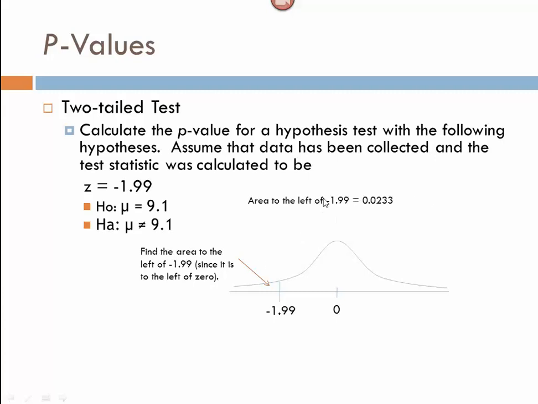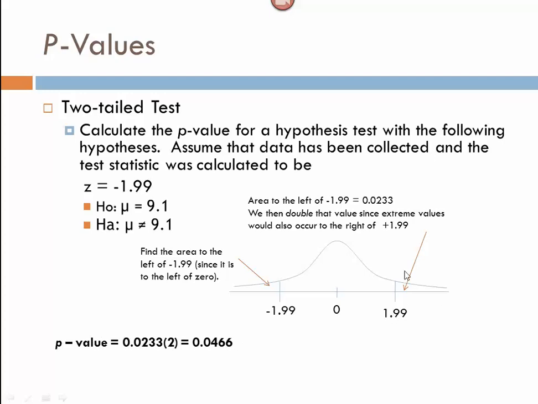The area to the left of negative 1.99 is 0.0233. Verify that with your calculators. Now, even though that is the area to the left of the test statistic we found, because this is a two-tailed test, that is not my probability. 0.0233 is not my p-value. We also have to take into account the area to the right of positive 1.99. The reason we have to do that is because this is a two-tailed test. With a two-tailed test, we always have two extreme areas, one to the left of the test value we found, and the other on the opposite side.